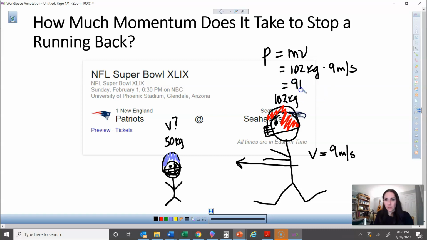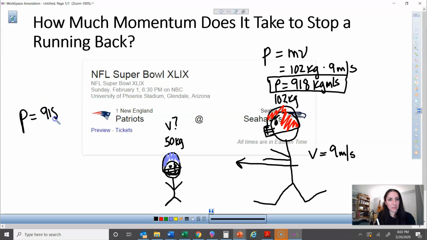So the momentum of Tom Brady is 918 kilogram meters per second. That is his momentum. Now, like I said, this is a vector, so I would need to move at a certain speed to counteract that. In other words, I have to have a momentum of 918 kilogram meters per second. My mass is 50 kilograms. How fast do I have to go to cancel this? In other words, not even just push him away, but be able to stop him. So what is my speed?